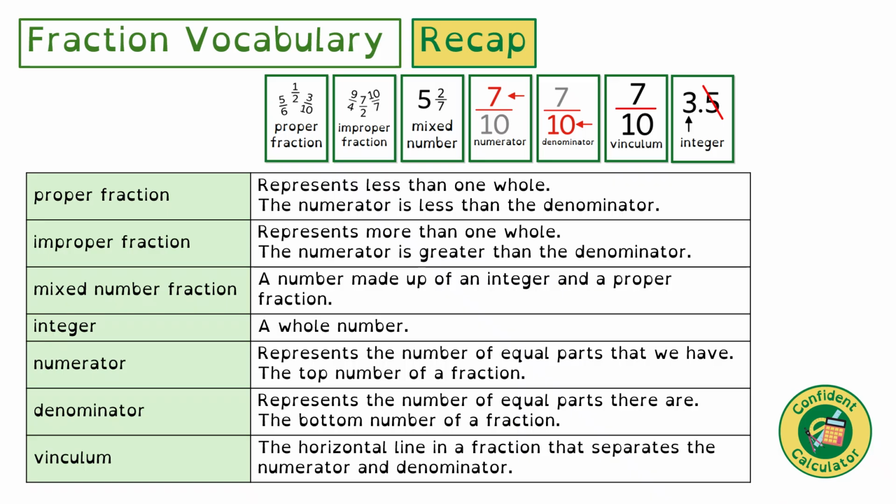A numerator represents the number of equal parts that we have, the top number of a fraction. The denominator represents the number of equal parts that there are altogether, the bottom number of a fraction. The vinculum is the horizontal line in a fraction that separates the numerator and denominator.